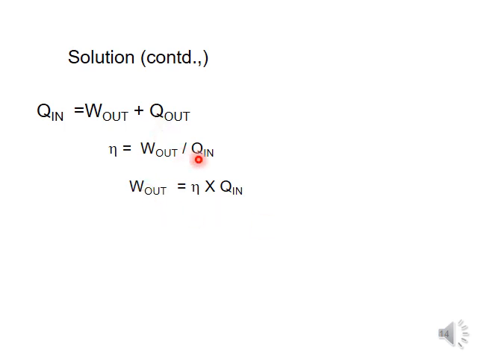So put W out here and cross multiply Q in to this side. It becomes efficiency into Q in. So efficiency is 0.699 into 220. You will get the W out as 153.78 kilojoules. Substitute the W out here and Q out already here. We will get the Q in.